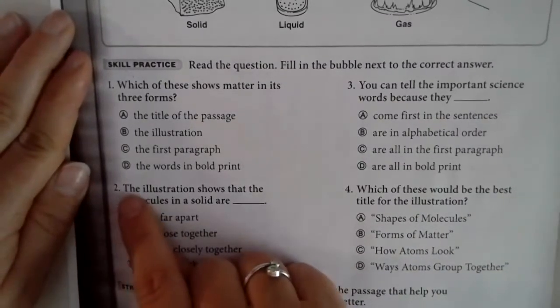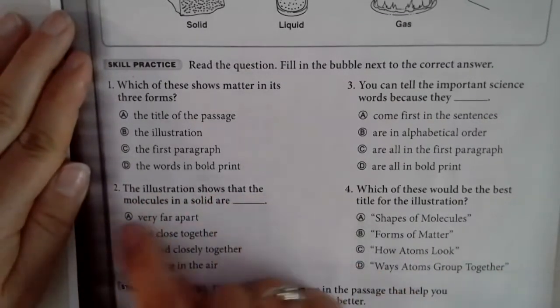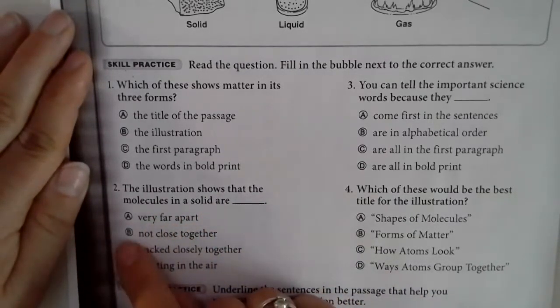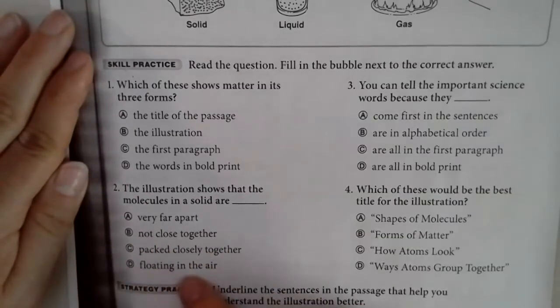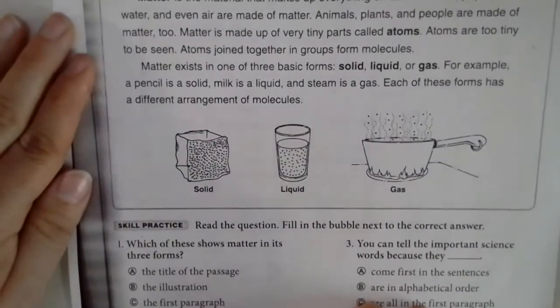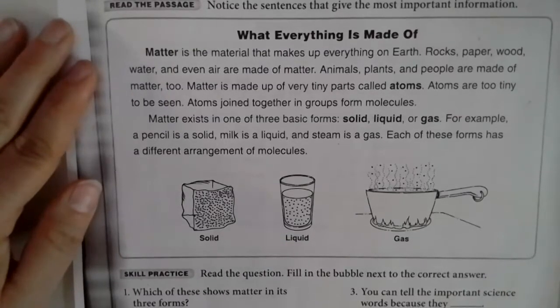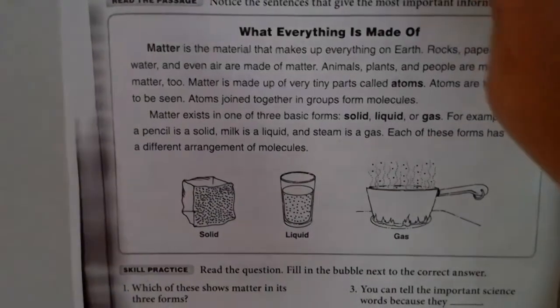Question number 2. The illustration shows that the molecules in a solid are very far apart, not close together, packed closely together, floating in the air. Look back at the illustration and tell me how the molecules in the solid are shown. Very close, very far apart, not close together, packed closely together, or floating in the air. Pause the video if you need more time.